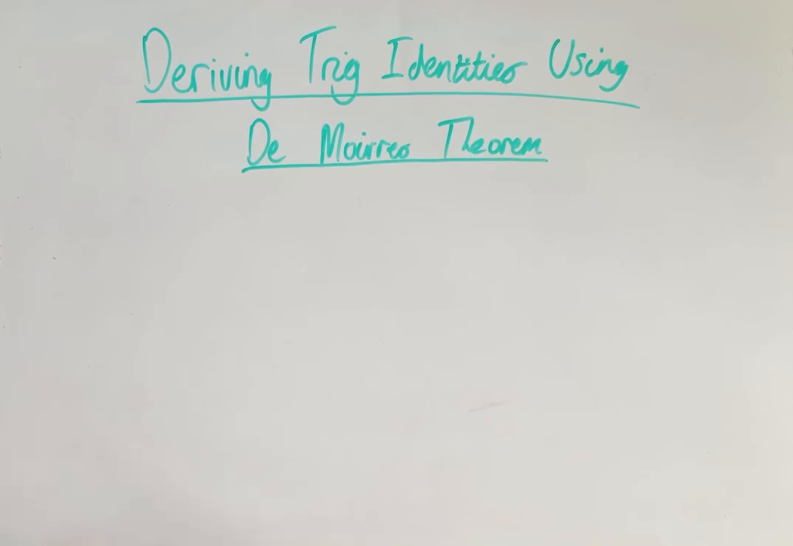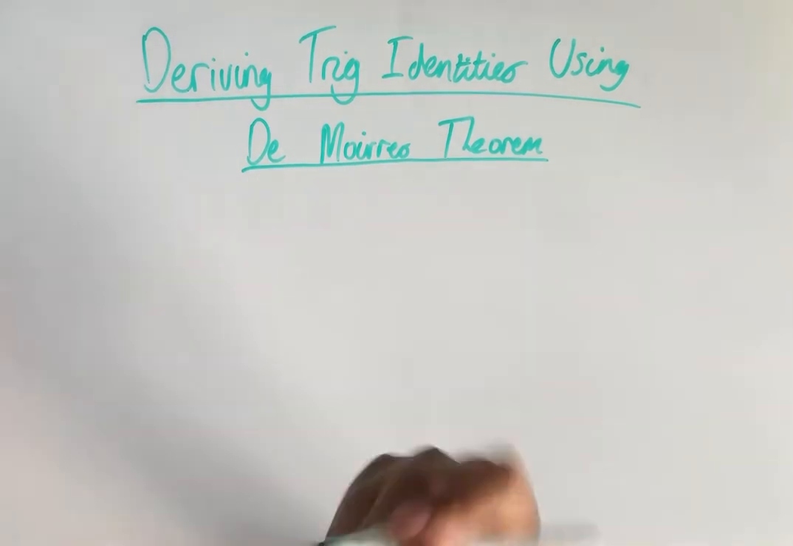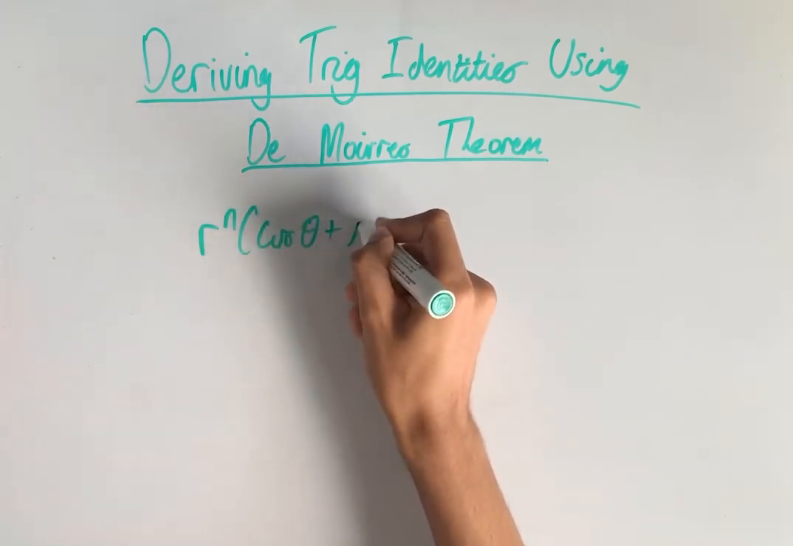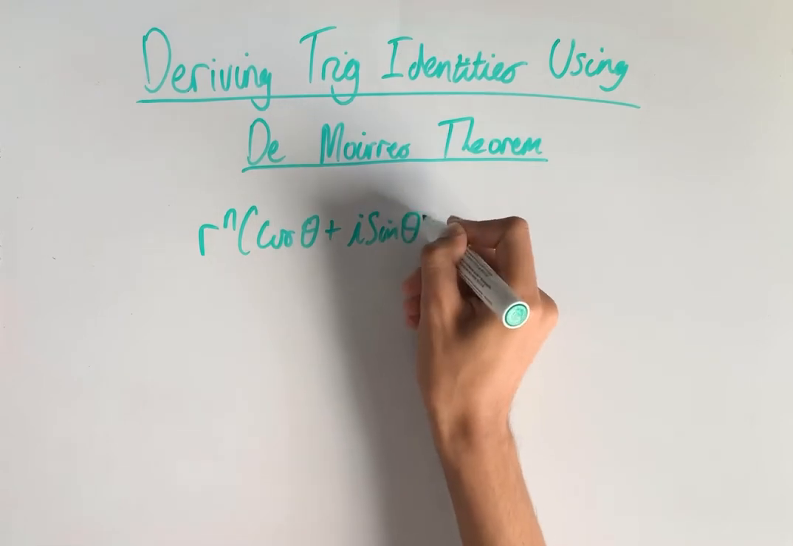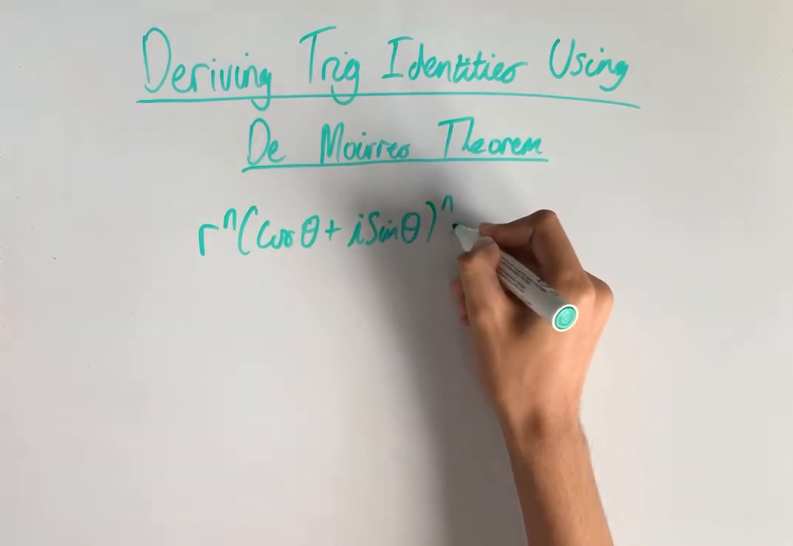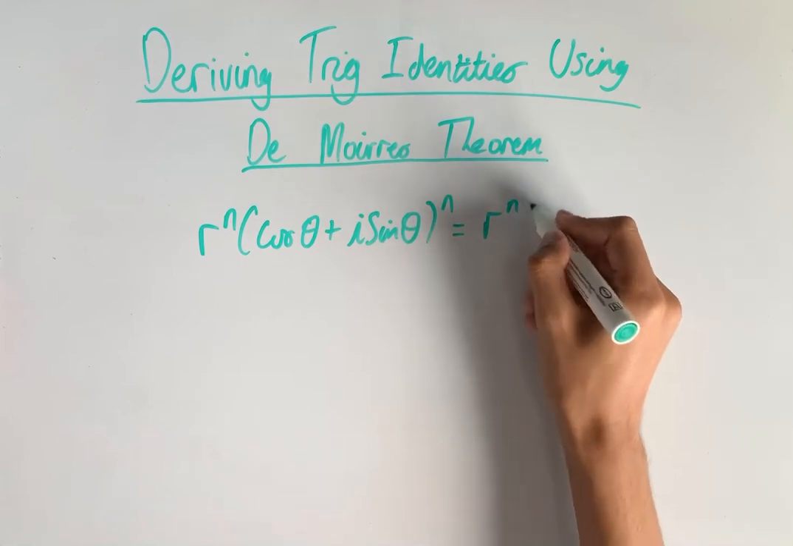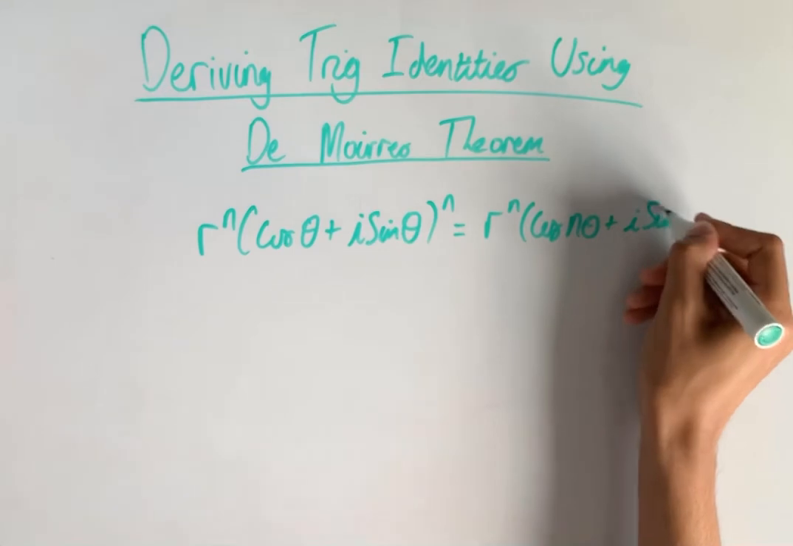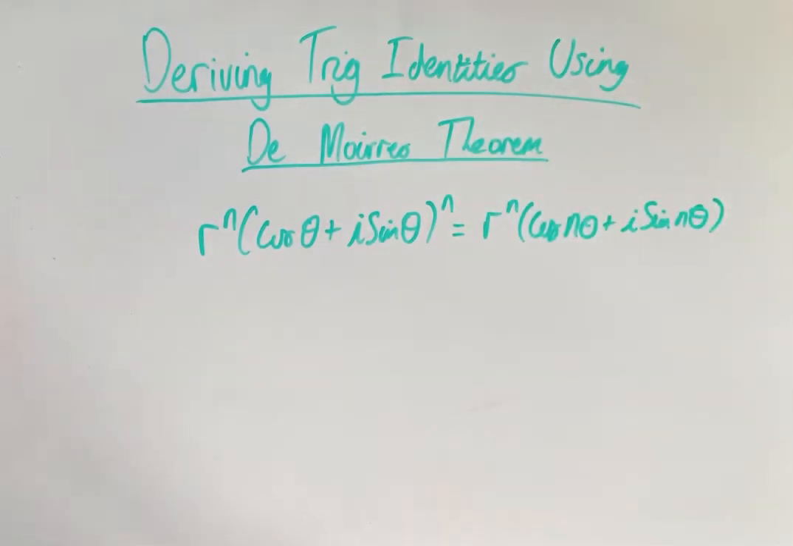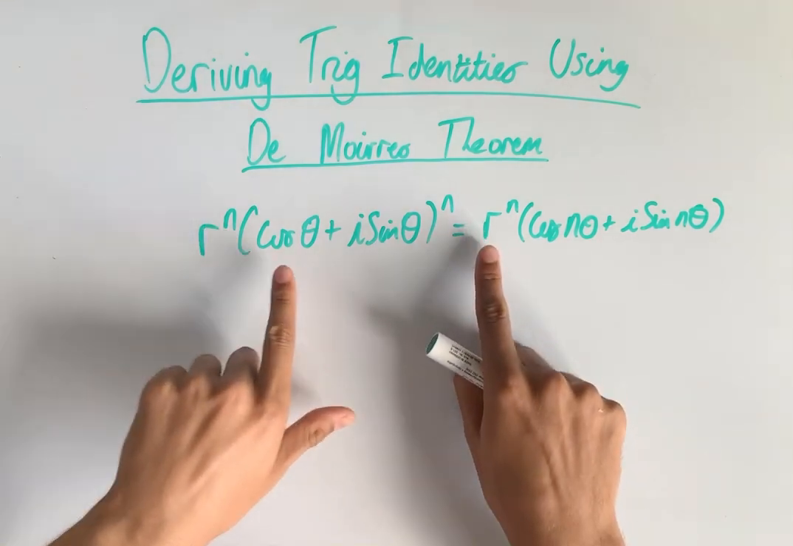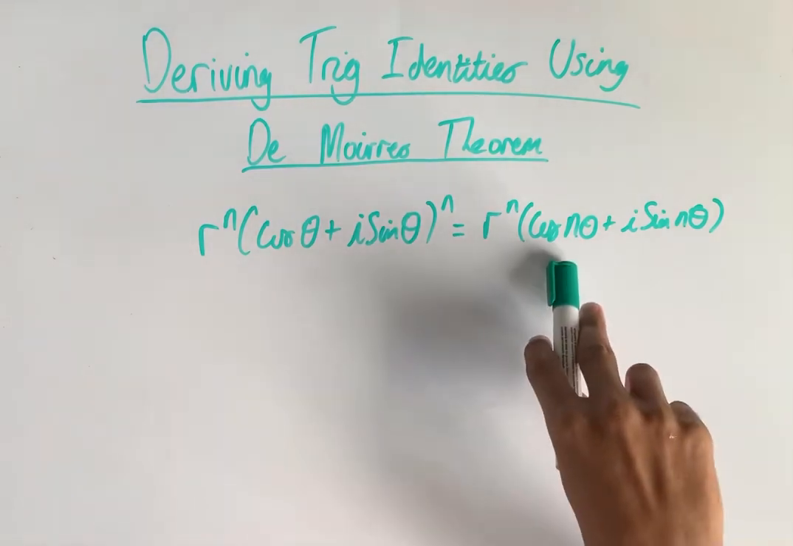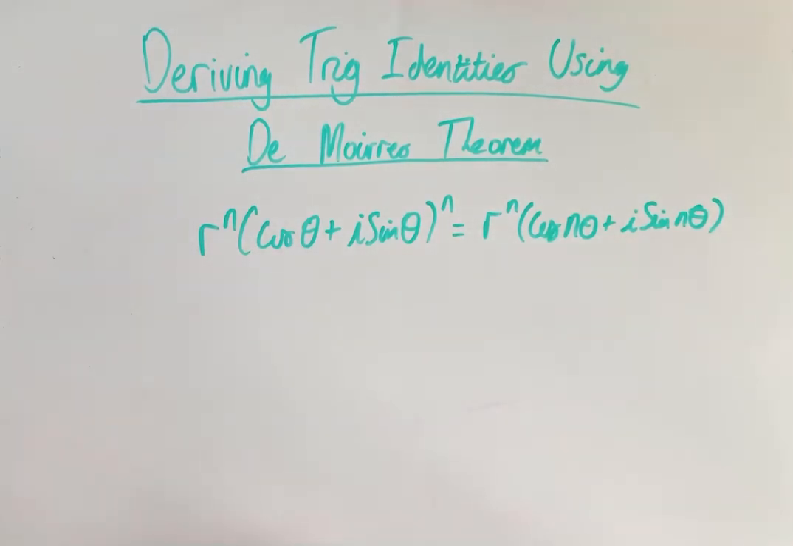For a complex number in polar form, de Moivre's theorem states that r(cos theta plus i sine theta) all to the power of n equals r to the n (cos n theta plus i sine n theta). Or when using a modulus of 1, we ignore those and we just say that (cos theta plus i sine theta) to the power of n is equal to cos n theta plus i sine n theta.